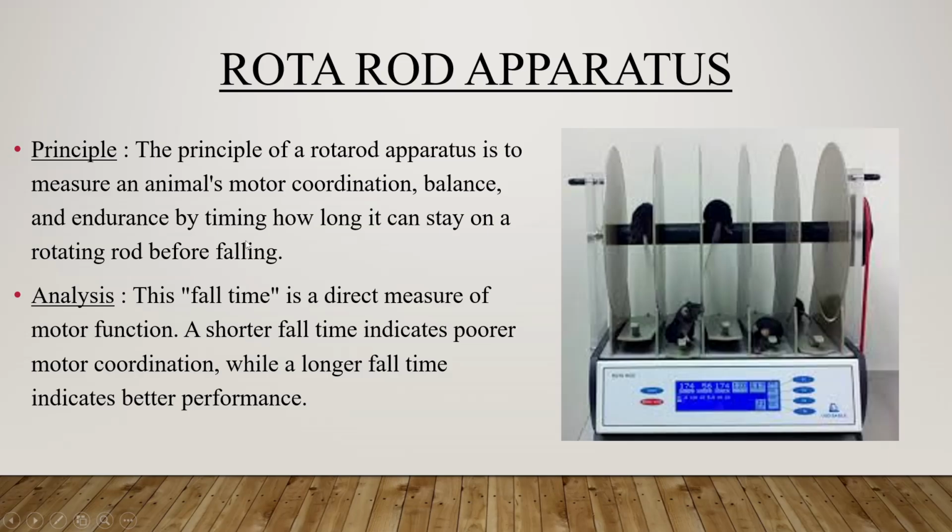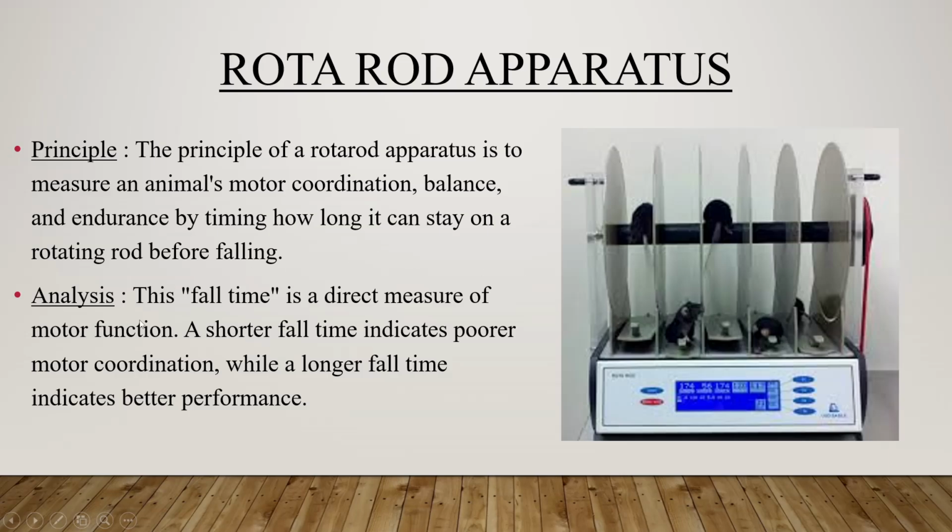The principle says that it measures motor coordination. As we know, motor coordination involves the nerve signaling on the nerve cells, along with the balance and the endurance, measured by timing how long a rat stays on the rod. How long can it stay on the rotating rod before falling? As we can see, these are the rats that have fallen.